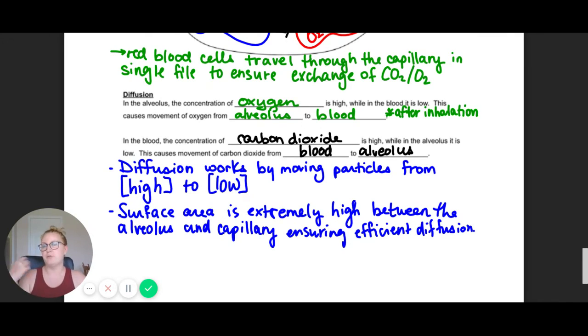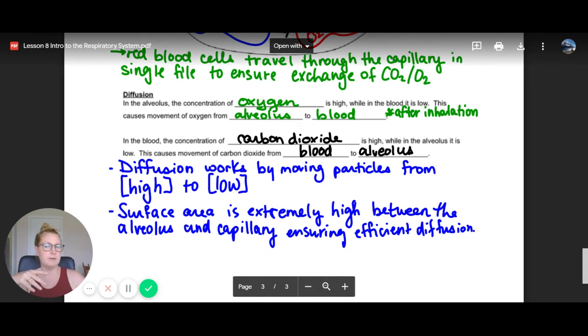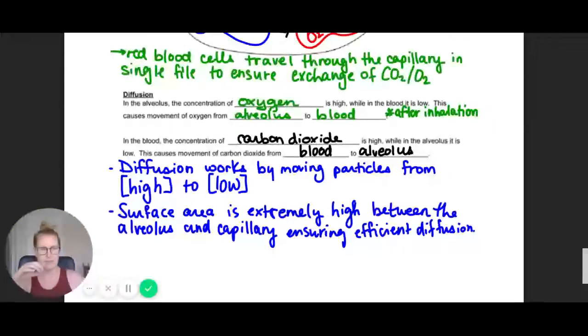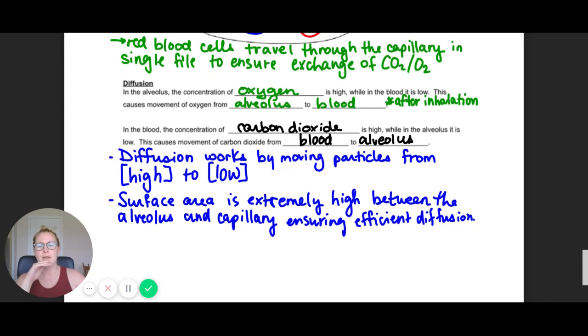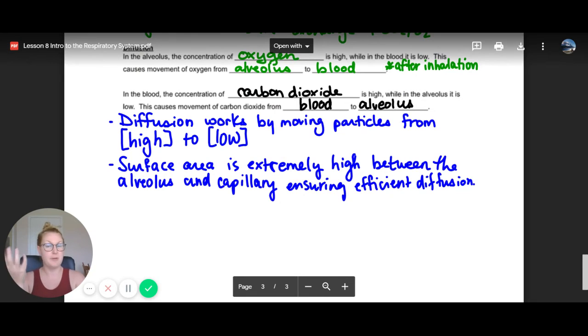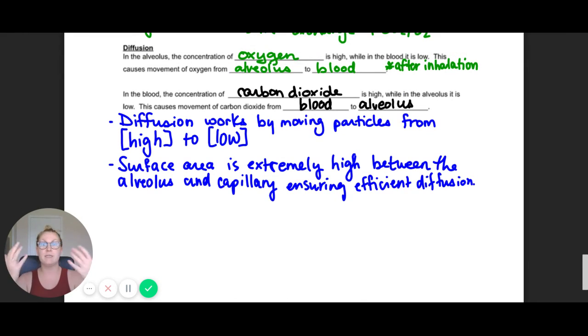So again, just to remind you from our digestive unit, diffusion works by moving particles from a high concentration to a low concentration. And this does not require any energy. It is simply based on moving from high to low. Diffusion specifically, we don't require any of those membrane proteins, those channels, those tunnels, any of that stuff. CO2 and oxygen are small enough, they can diffuse directly through. So that also helps a lot with the efficiency. The surface area of the alveolus and the capillary are both very, very high. And so together, that also increases efficiency of diffusion.